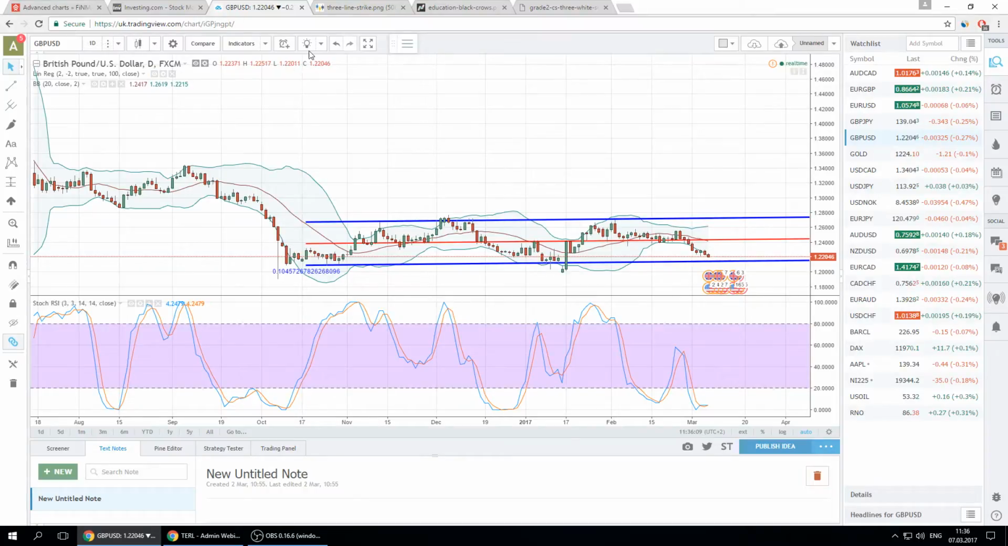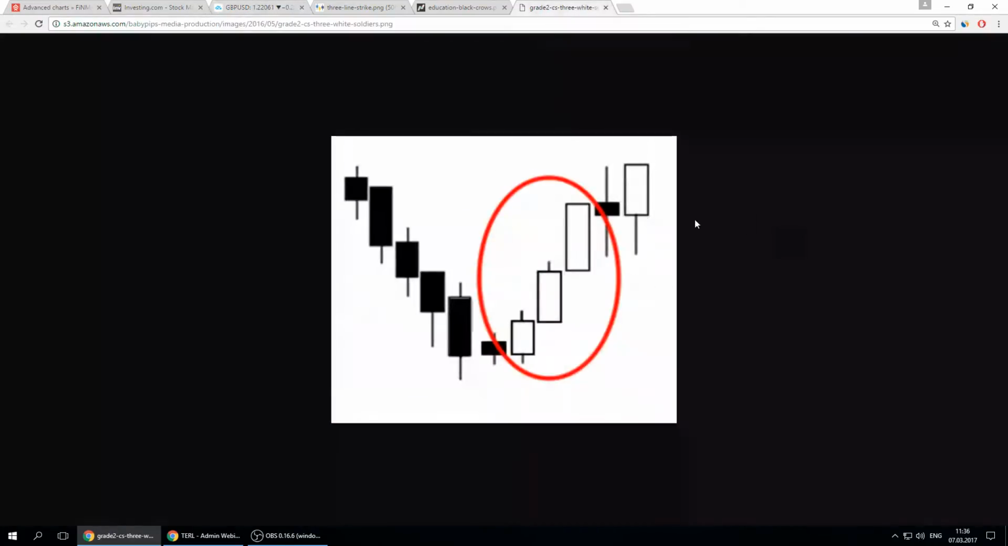Also, the opposite of three black crows is the pattern called three white soldiers. You can see it here. The description is basically the same. Three white soldiers appear at the end of a downtrend, and they show us the start of a bullish trend.